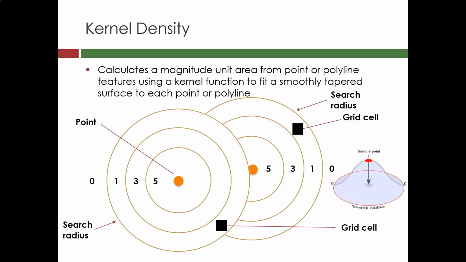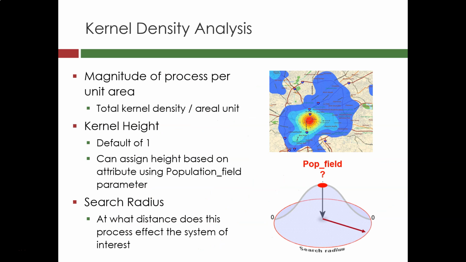So conceptually, again, we have the kernel that is in 3 dimensions, with diminishing influence farther out to the edge of the boundary. We are calculating a magnitude per unit area for point or polylines with this kernel function and fitting its smoothly tapered surface over each point or polyline. The magnitude of the process per unit area is total kernel density divided by area unit. The kernel height defaults to 1 and can be assigned based on an attribute using the population field parameter. Search radius: you're asking the computer at what distance does this process affect the system of interest.